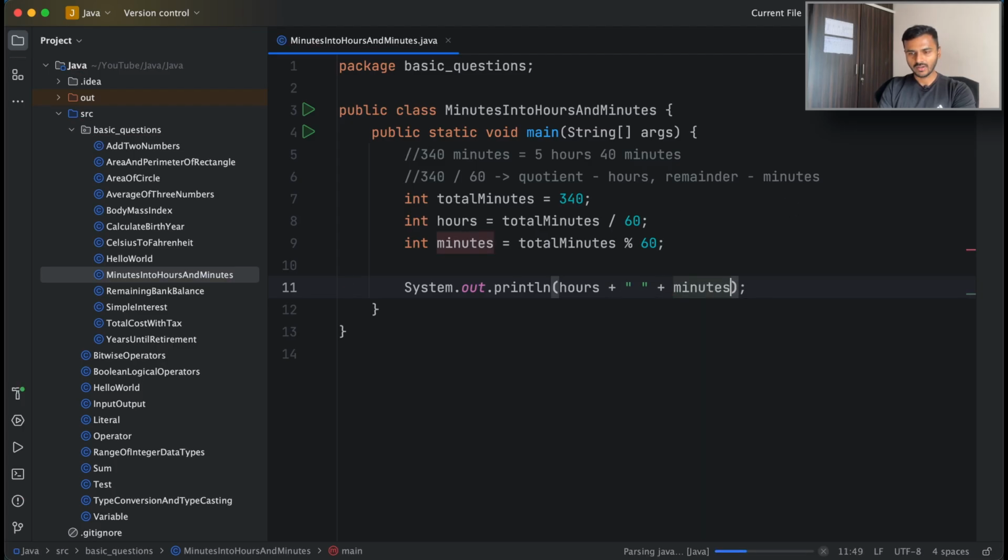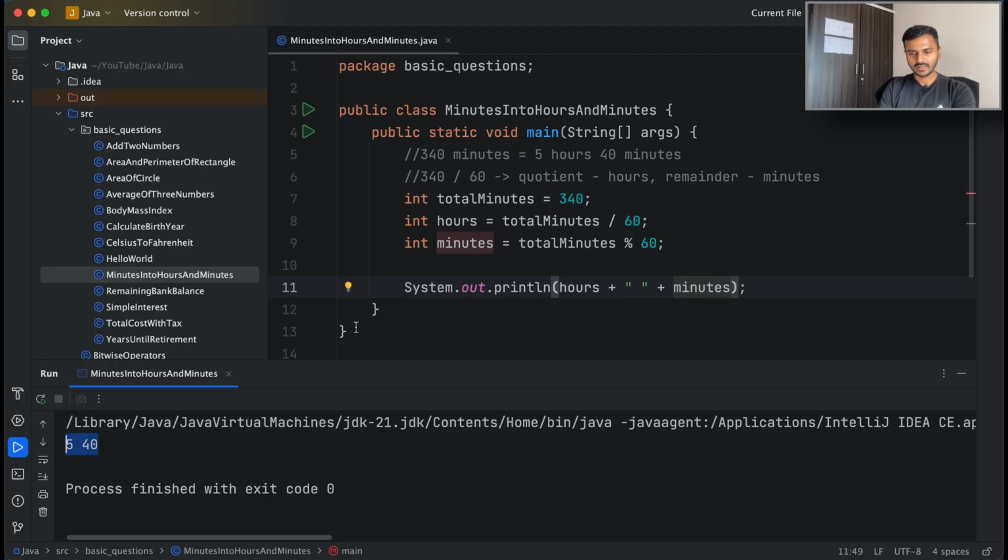And if I run the code, I get 5 and 40. That is 5 hours, 40 minutes. If I change this to, say, 360 minutes and then run the code, what am I going to get? We are going to get 6 and 0. 361, and we are going to get 6 and 1.